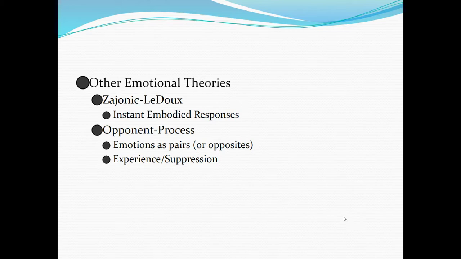fear. And then finally, we have the opponent process theory, which says that our emotions work as pairs of opposites. For example, happy and sad. So when someone is happy, they are not going to be sad. Or when someone is sad, they are not going to be happy. So as we experience one of these pairs, our brain essentially suppresses the other one so that we can't experience both at the same time.